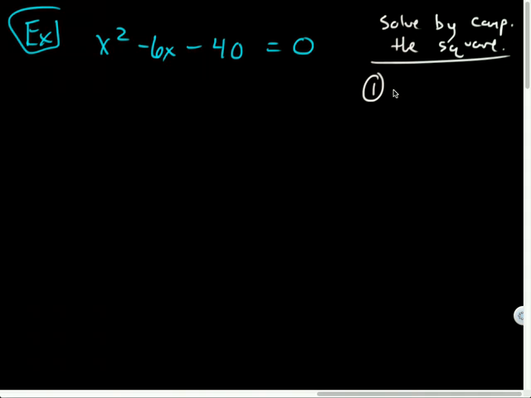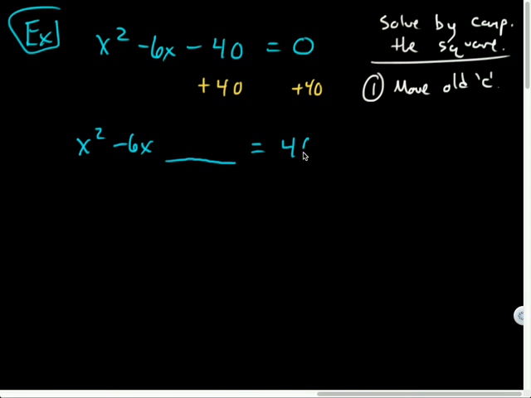Step 1, we don't want it equal to 0. So subtract 40. Or yeah, add 40. Good correction. So we're going to move the old c to the other side. X squared minus 6x, and watch this, I'm going to have a blank right here, equals 40.